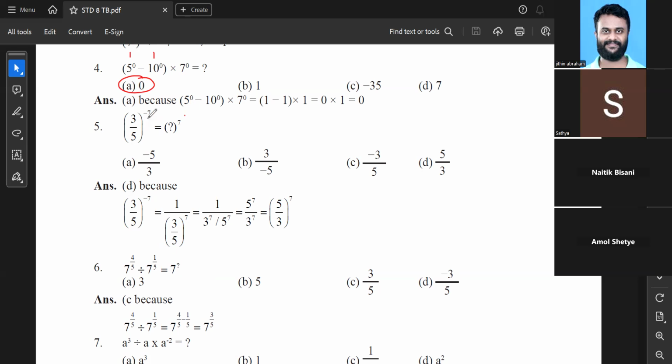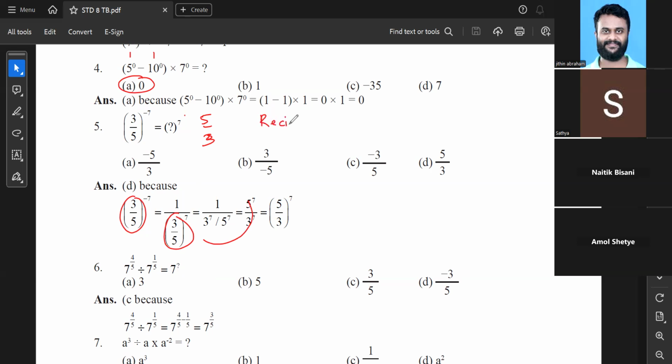Over here, 3 by 5 raised to minus 7 is equal to what raised to 7? As you can see, the power has a negative sign. Yes, absolutely. All you have to do is take the reciprocal because you have to remove the negative sign of the index. So the reciprocal of 3 by 5 is 5 by 3. You can straight away write it as 5 by 3. Over here, what they have done is they have written 3 by 5 in the denominator and then made it upside down.